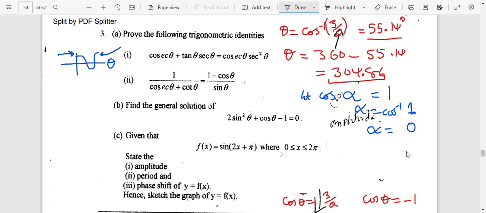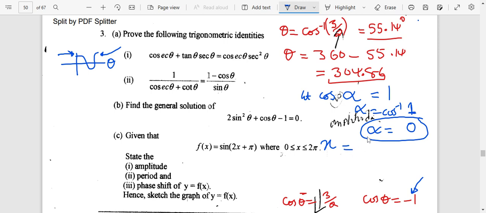Since we have found 0, that is alpha, but we are not interested in alpha, we're interested in x. Remember the one was negative. So ask yourself, in which quadrants is cos negative? Second and third.